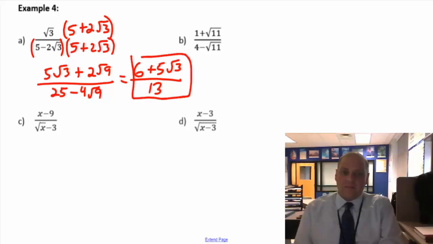You should be able to do that in your head. 4 times 3 is 12. 25 minus 12 is 13. And that's it. 6 plus 5 radical 3 over 13.